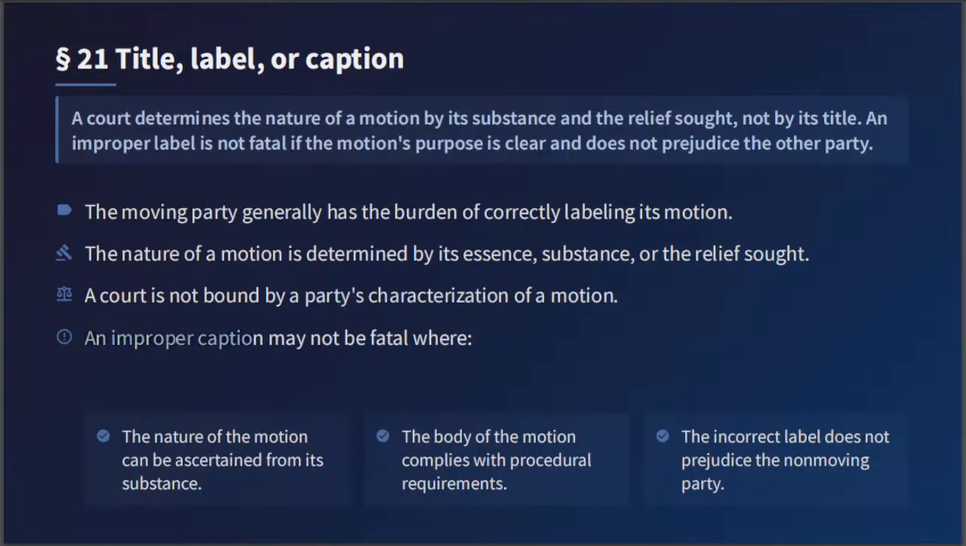An improper caption may not be fatal where the nature of the motion can be ascertained from its substance, so then the improper caption will not fail the motion or have it denied. The body of the motion complies with procedural requirements, so everything else is in check except for the caption. And the incorrect label does not prejudice the non-moving party. So again, any kind of trickery in that label or the caption intended to prejudice the non-moving party, then that would be fatal.